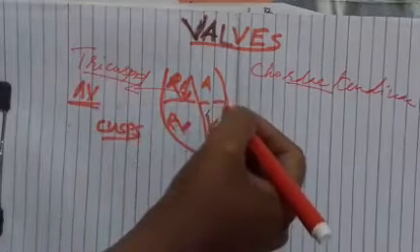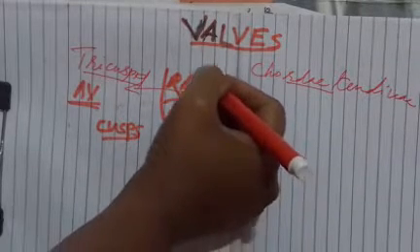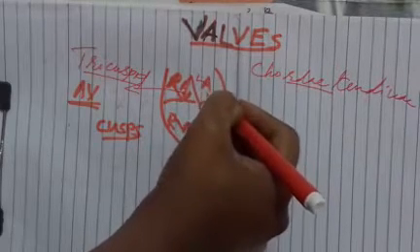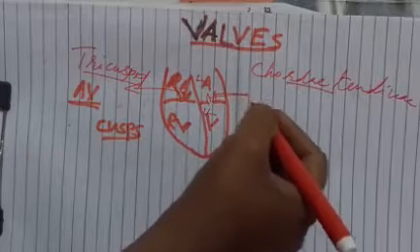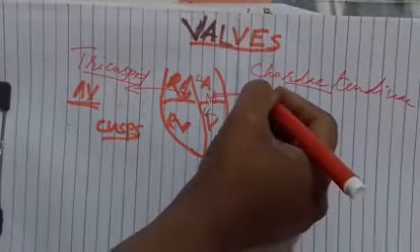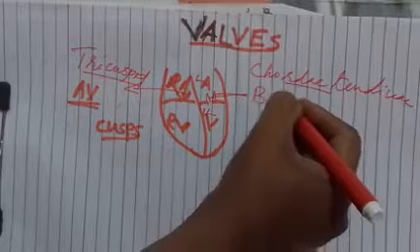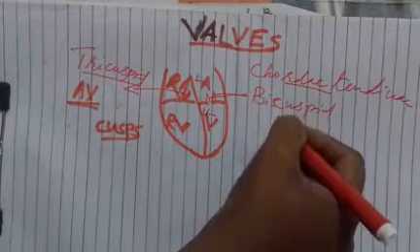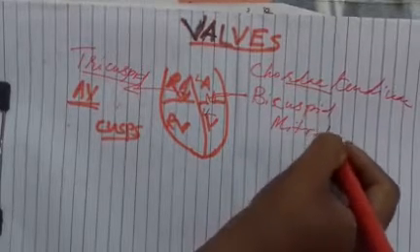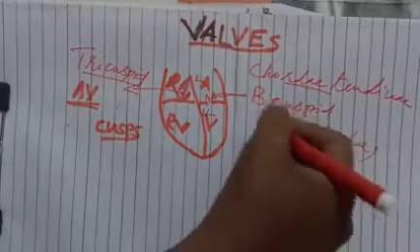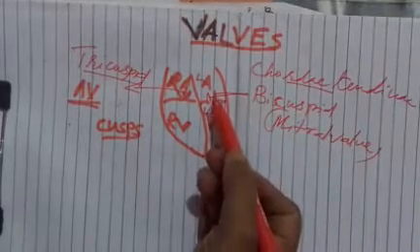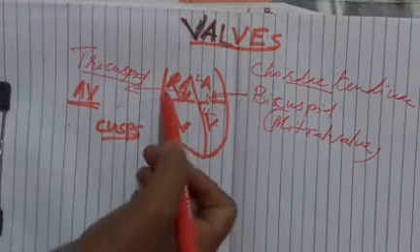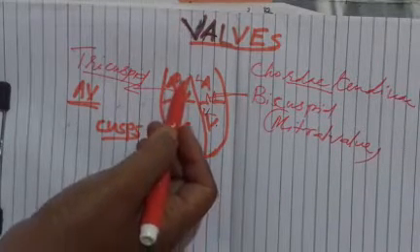Then the valve present between the left auricle and left ventricle has two cusps, and this valve is known as the bicuspid valve. It is also known as the mitral valve. So what is the location of the mitral valve? The mitral valve is located between the left auricle and left ventricle, whereas the tricuspid valve is located between the right auricle and right ventricle.